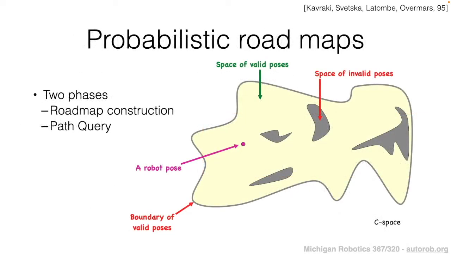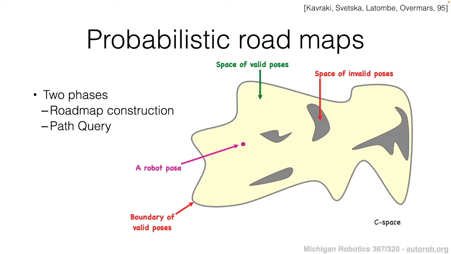To begin, probabilistic roadmaps are created using two phases. First, the roadmap itself will be constructed, and once it's been constructed, you could then reuse the roadmap for multiple path queries. In other words, you could plan multiple separate routes within the constructed roadmap.